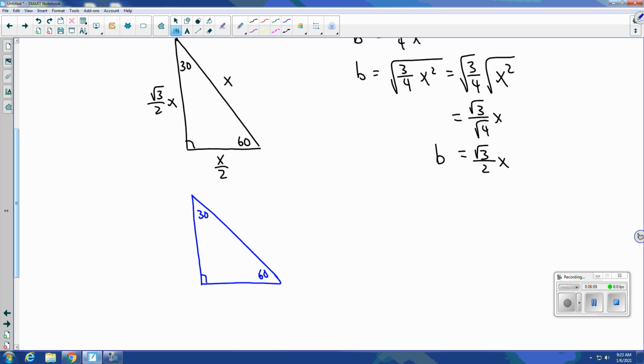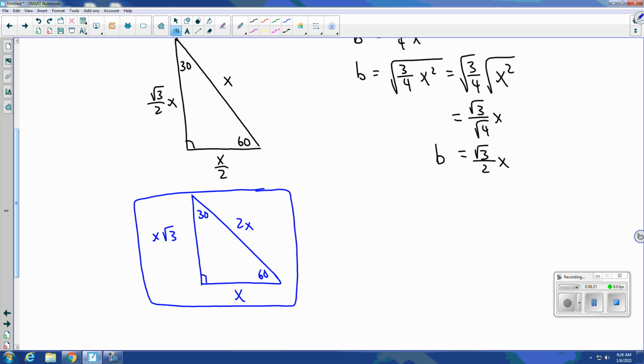But we don't want to work with fractions, so we scale everything by 2. This becomes x, this is 2x, and this becomes root 3, or x root 3, or root 3x. So this is the reference triangle that you'll be using in this class for a 30, 60, 90. So that's where they both come from.